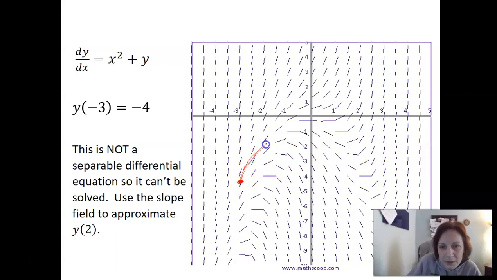I'm going to do the best I can here, right? And again, we're all going to sketch this path a little differently, and then we're going to say, all right, y of 2. All right, I'm calling it right around 3, a little bit bigger than 3.